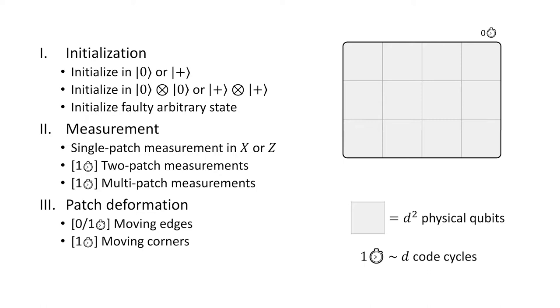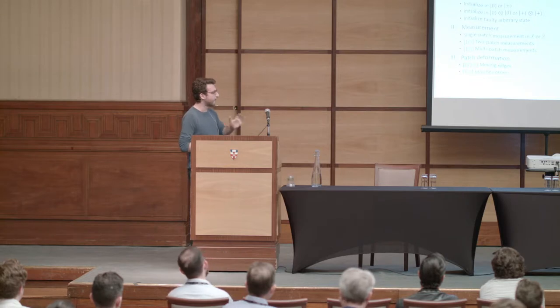So there's this little clock over here counting the time steps. The idea is that one time step roughly corresponds to d code cycles. We'll associate a time step to all operations that, with surface codes, have a time cost that scales with the code distance, and no time step with operations that do not scale with the code distance. So that's why it's only roughly equivalent to d code cycles.